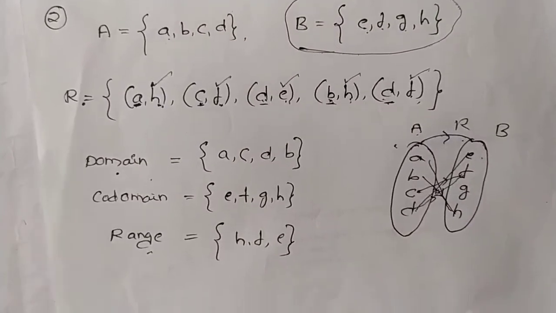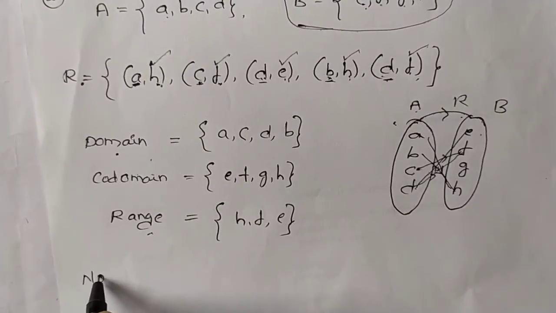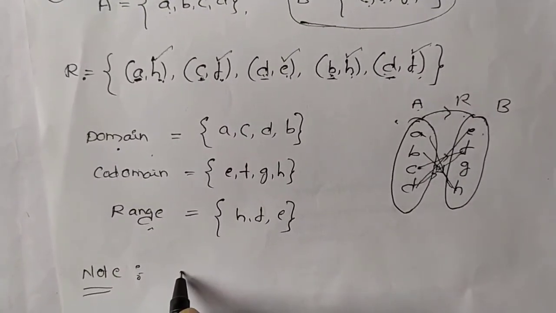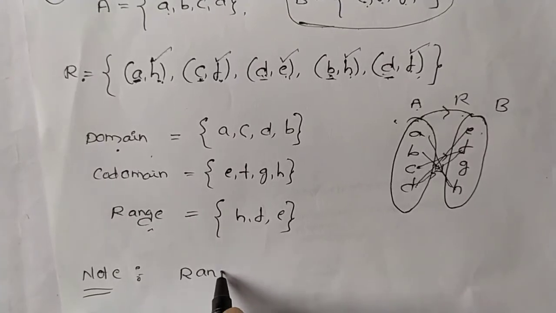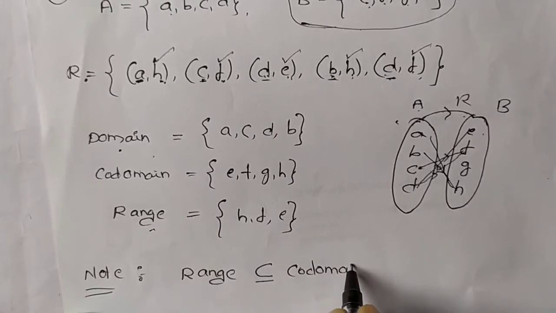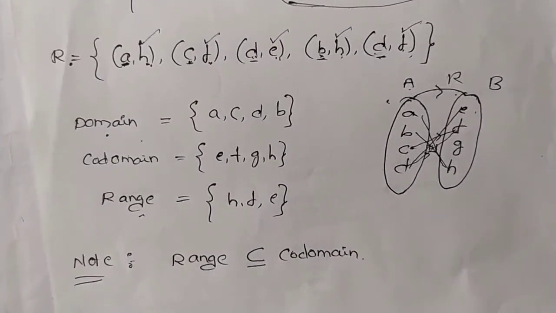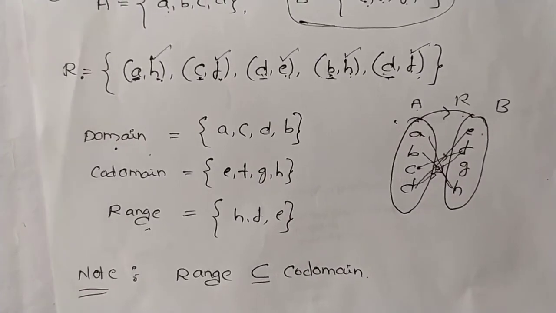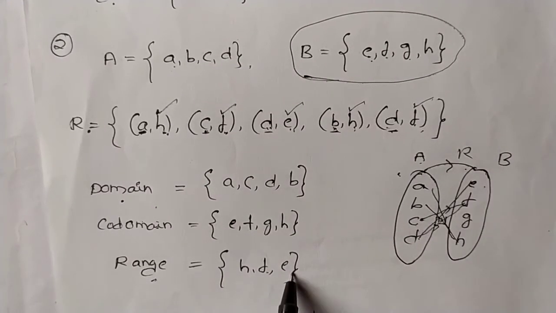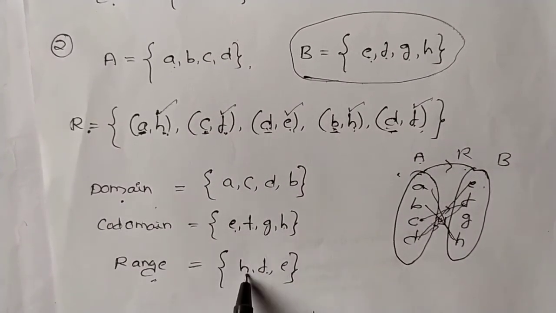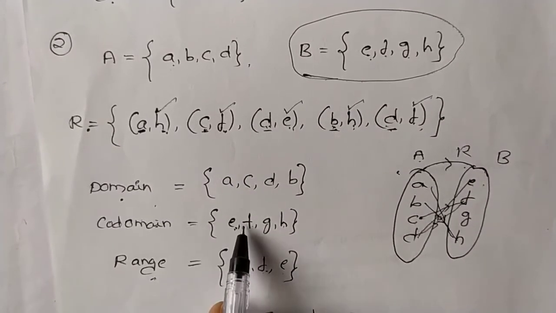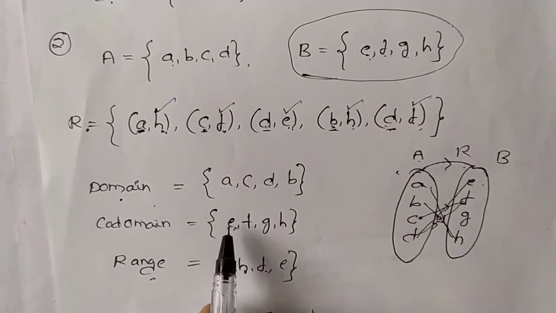Okay. Next, once again, let us note down one note point. Range is always a subset of codomain. If you want, you can verify it. Here we have one example: codomain and range are both H, F, E. Yes, range is a subset of codomain, right? Here we have the range H, F, E, codomain H, F, E. Therefore, range is a subset of codomain.